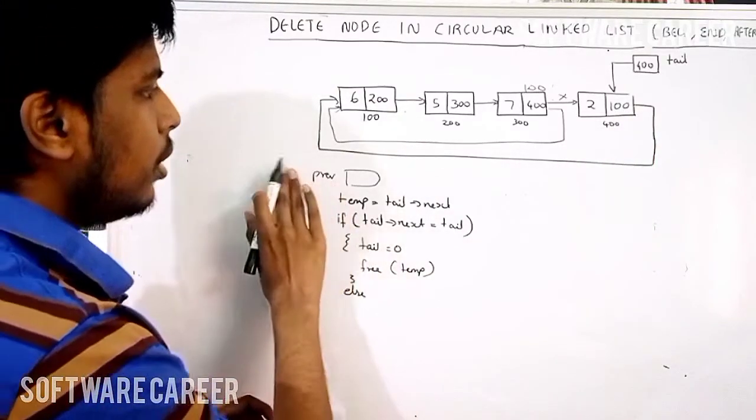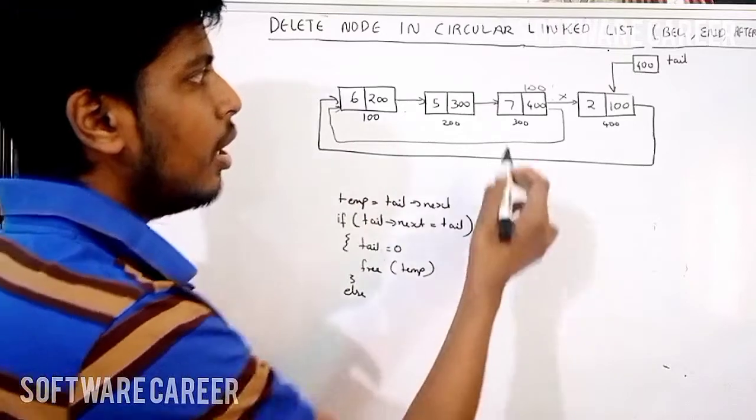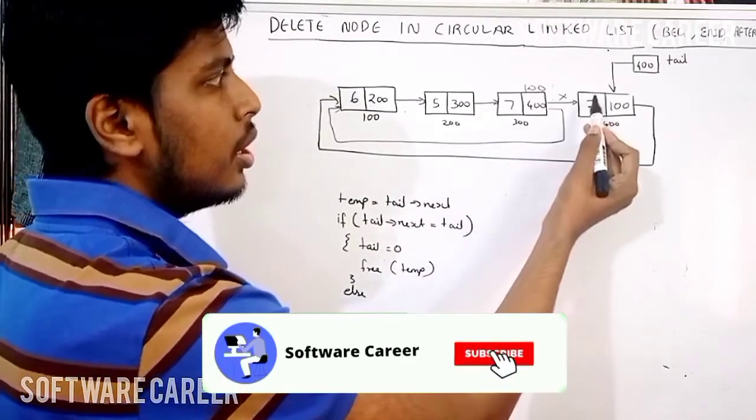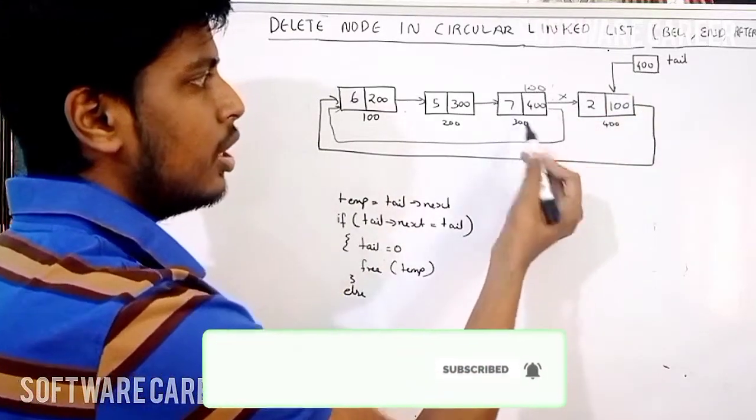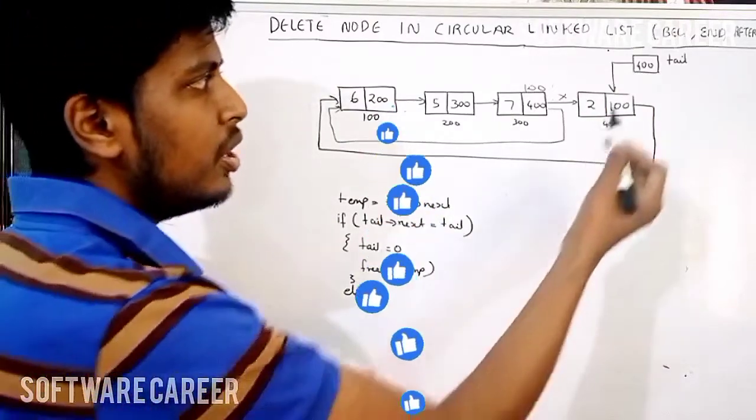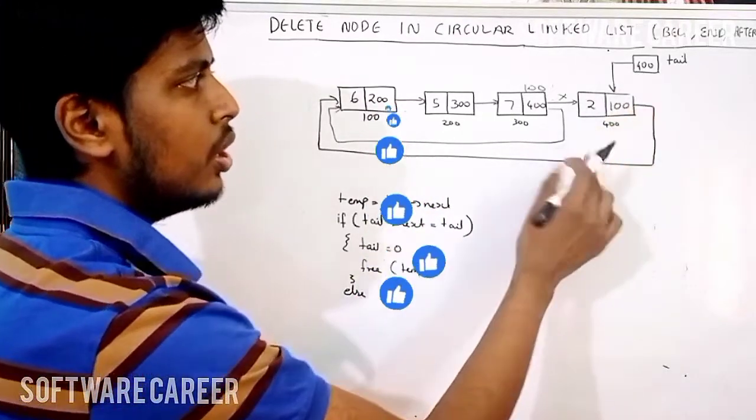Now see, this is the first step. Then after making this change, you should move the tail pointer to 300. Why are you moving it? See, the tail pointer is a pointer which stores the address of the last node.